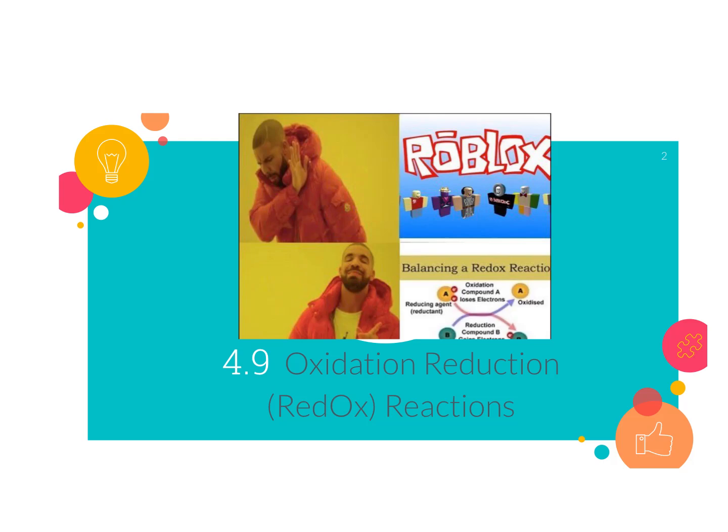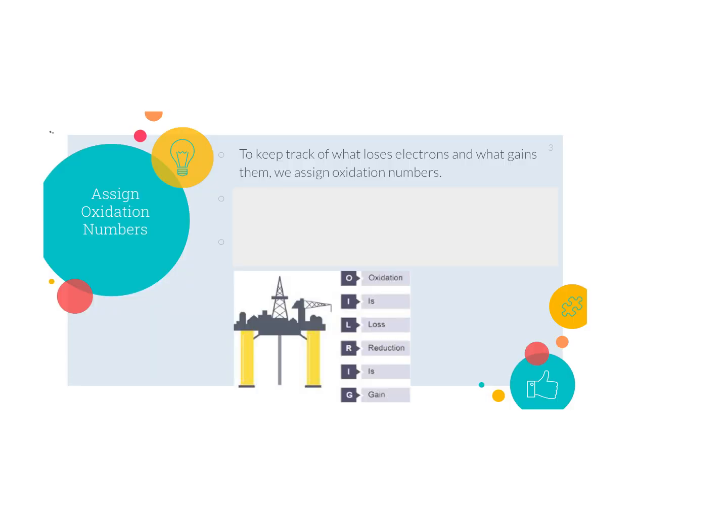Hi everyone, today we're going to be covering topic 4.9, oxidation, reduction, or redox reactions. So in topic 4.7, we very briefly learned that a redox reaction is a reaction where electrons are transferred between substances.